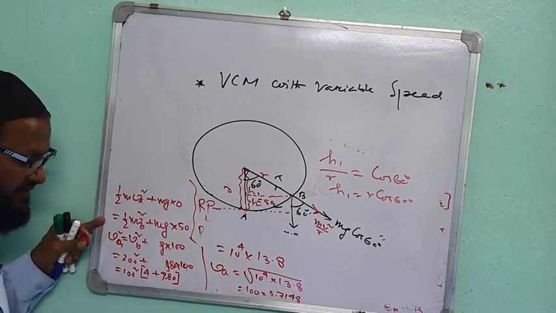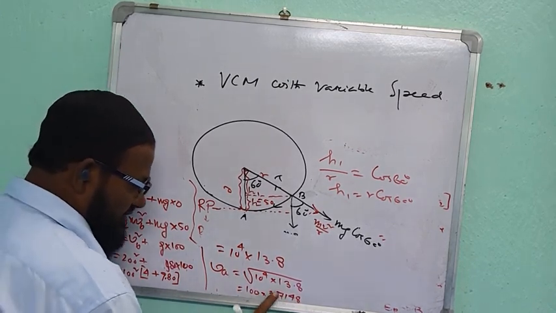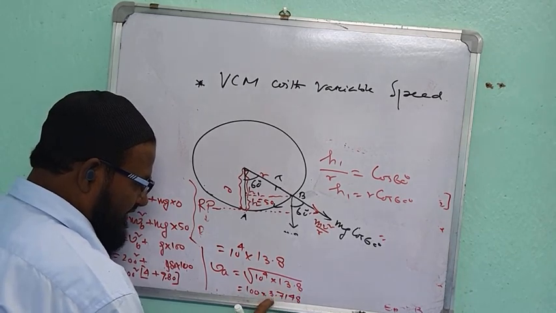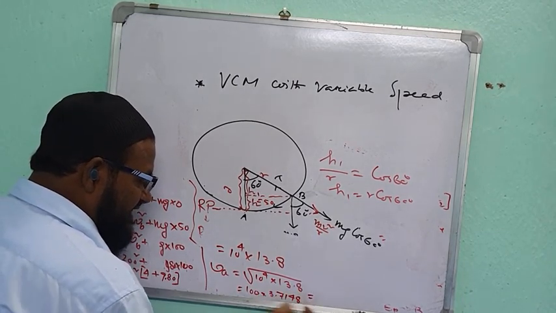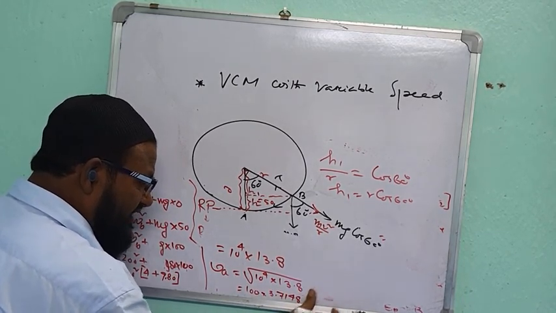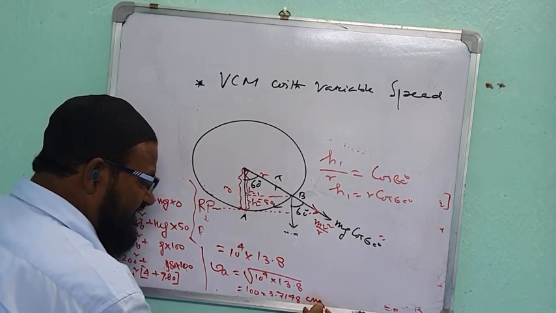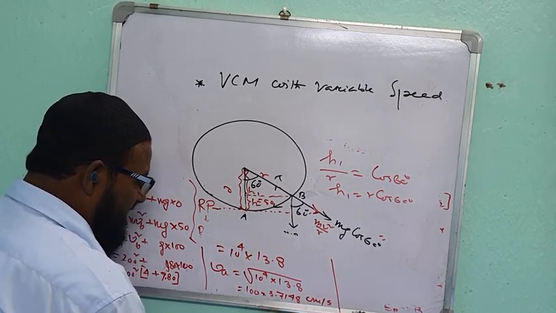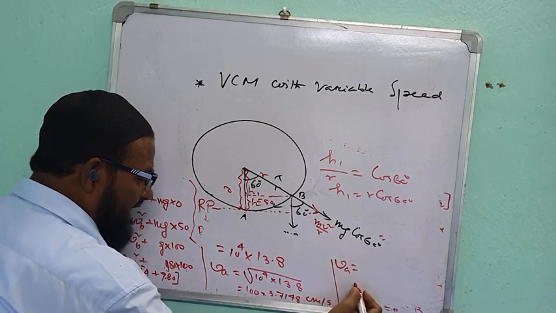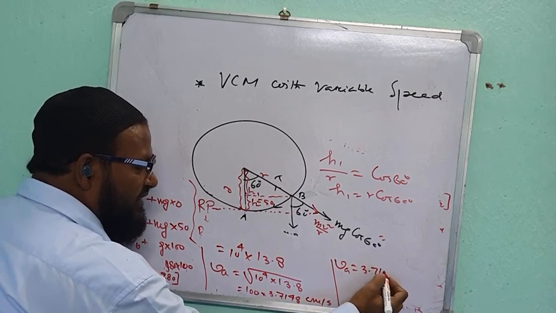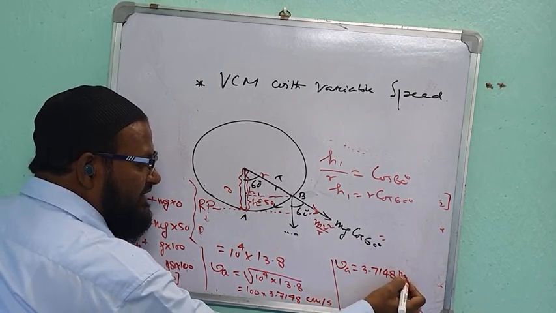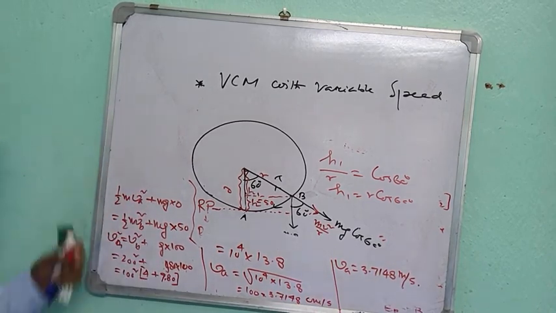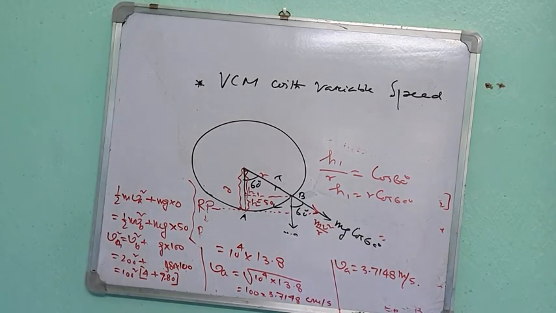3.7148. This point 13, root of 13 is this. Out of this, what is this equal to? What is the unit? This is centimeter per second. In terms of meter, what is VA? This is 3.7148. This is meter per second. This is the answer. Okay?